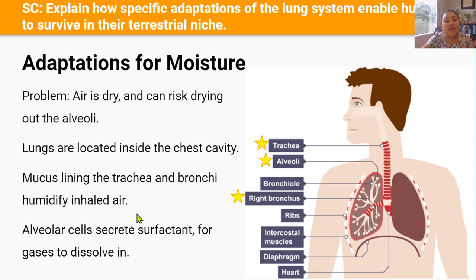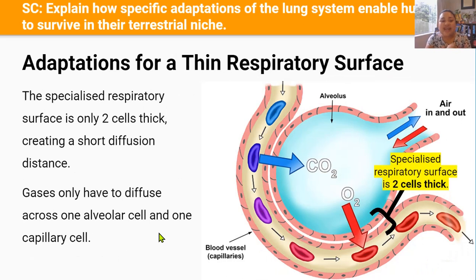So even though the air we breathe in is really dry, by the time this inhaled air reaches the alveoli deep in our lungs, the air should be adequately humidified and not be as dry. The third adaptation is that the alveolar cells secrete this substance called surfactant. This is a fluid that keeps the alveolar surface moist, and it allows gases to dissolve into it before diffusion happens. Now let's look at adaptations for a thin respiratory surface.